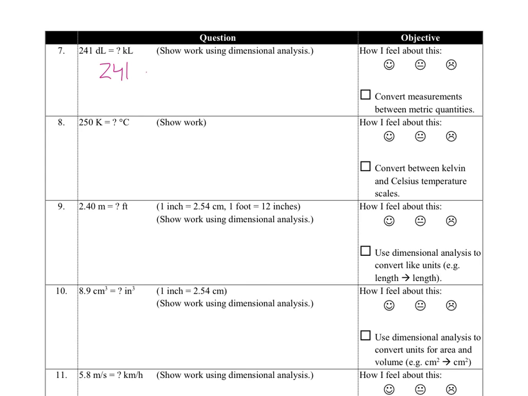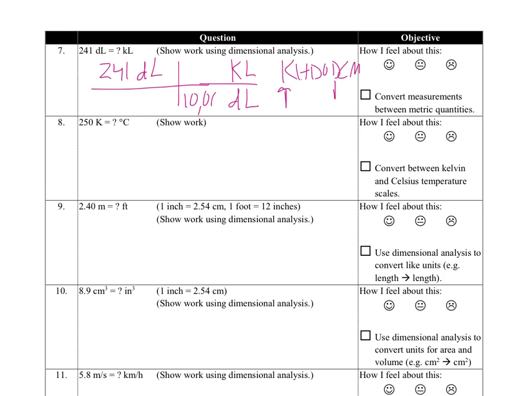241 deciliters. Remember, deca would be dA. And I'm looking for the relationship between deciliters and kiloliters. Again, I'm going to use "kids have dropped over dead converting metrics." Deci is right here, and kilo is here. And there are 10,000 deciliters in 1 kiloliter. So 241 divided by 10,000, I'm going to move my decimal place 1, 2, 3, 4 places to the left.